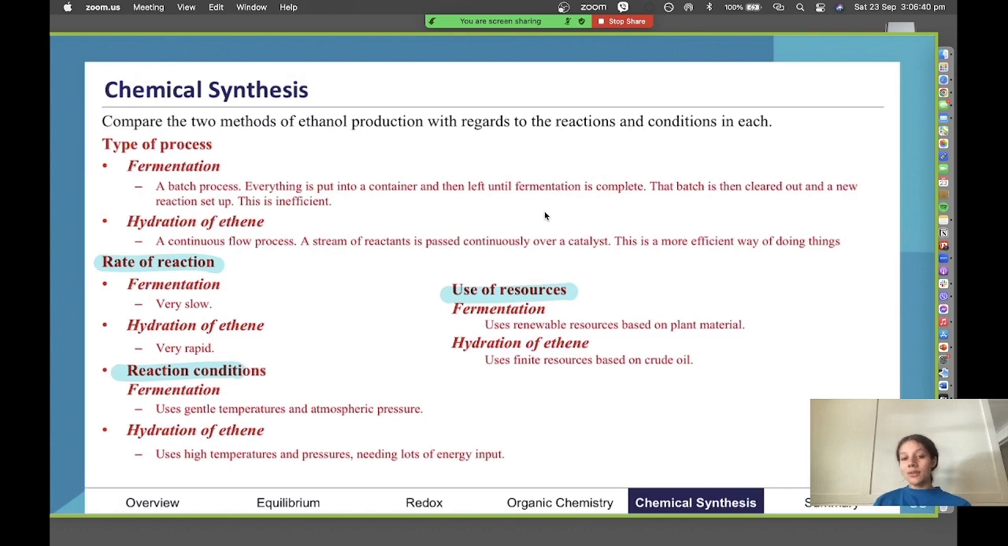And then for the use of resources, fermentation uses renewable resources based on plant material. The issue with hydration of ethene, even though it's a lot more efficient, is that it uses finite resources based on crude oil. And for the similarity, they both produce ethanol. That's the main similarity between the two. So that's a good way to structure an answer: pick different metrics of comparing things, comment on each of the two methods, and then move on to your next metric. It gives your answer a nice structure.